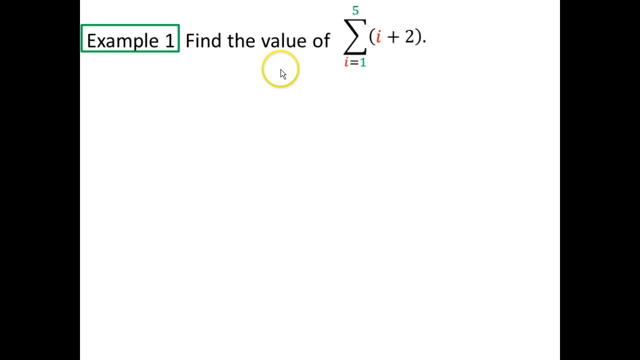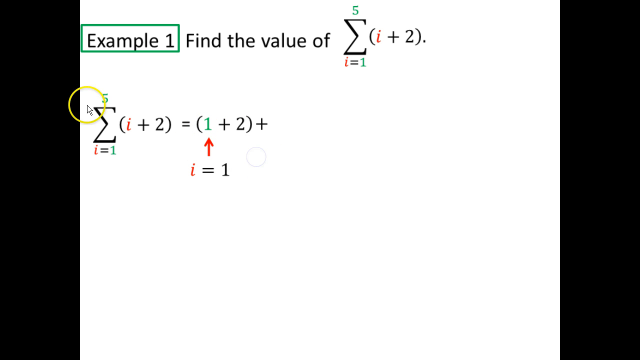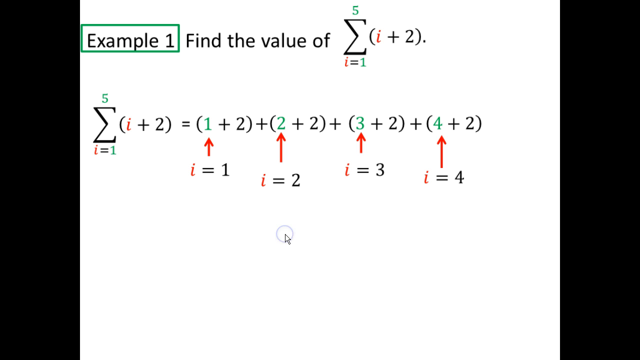Example 1. Find the value of the sum of I plus 2 when I equals 1 to 5. Okay, so we're going to let I equal 1 first. Then we're adding because it's summation, so it's summing up. Then we let I equal 2, I equal 3, I equal 4, and I equal 5. And then you just total up everything and it equals 25.